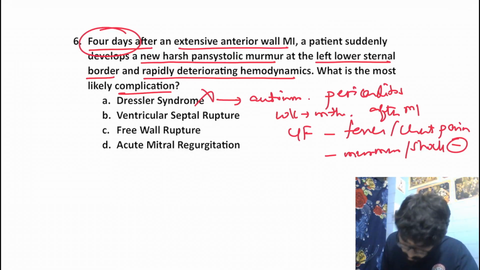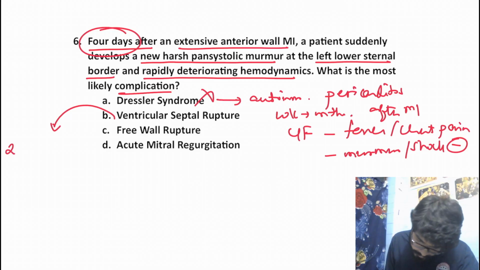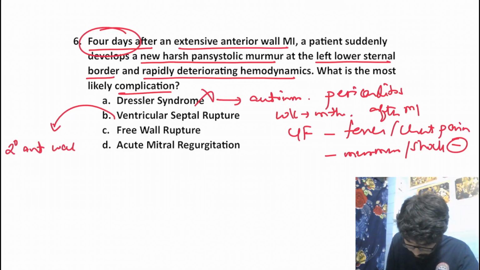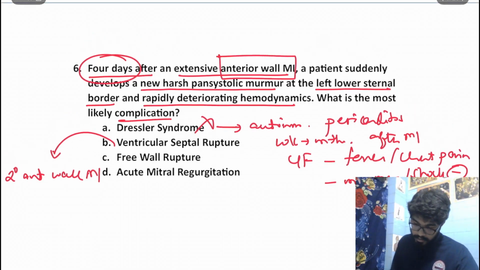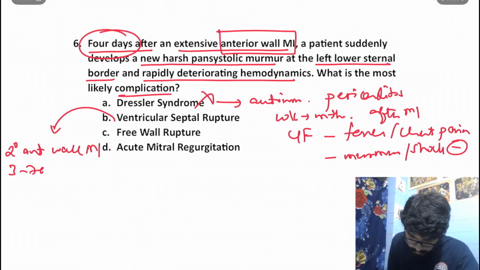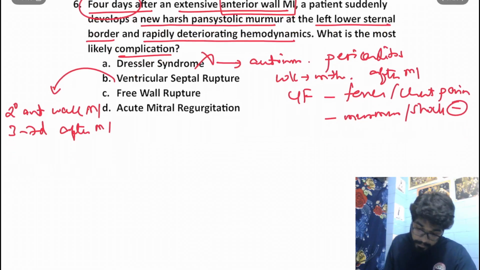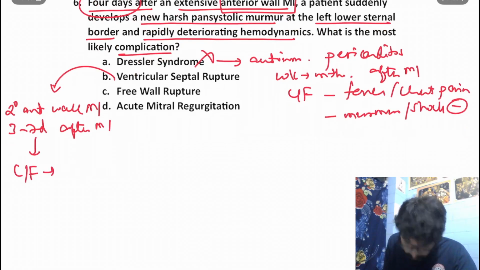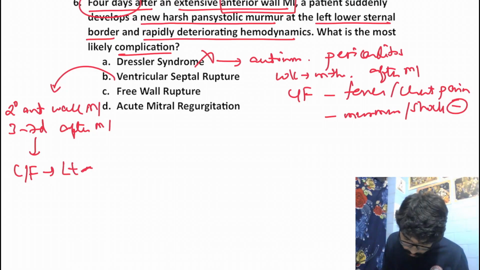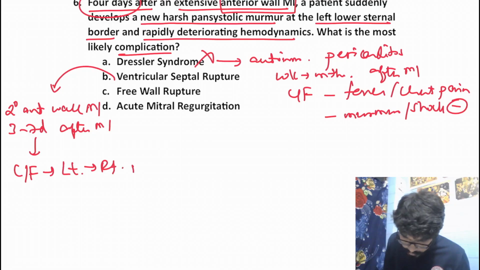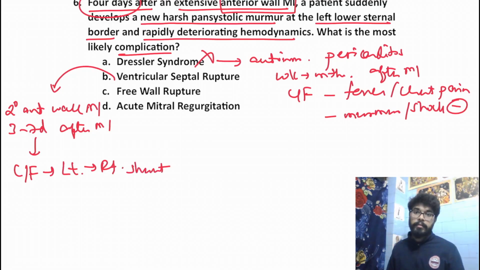If we talk about ventricular septal rupture, now this is secondary to an anterior wall MI, which has been mentioned over here. It occurs usually 3 to 7 days after MI. What are the clinical features that we get? Over here, there is a ventricular septal rupture. Now, whenever there is a septal rupture, of course, there would be a left to right shunt.